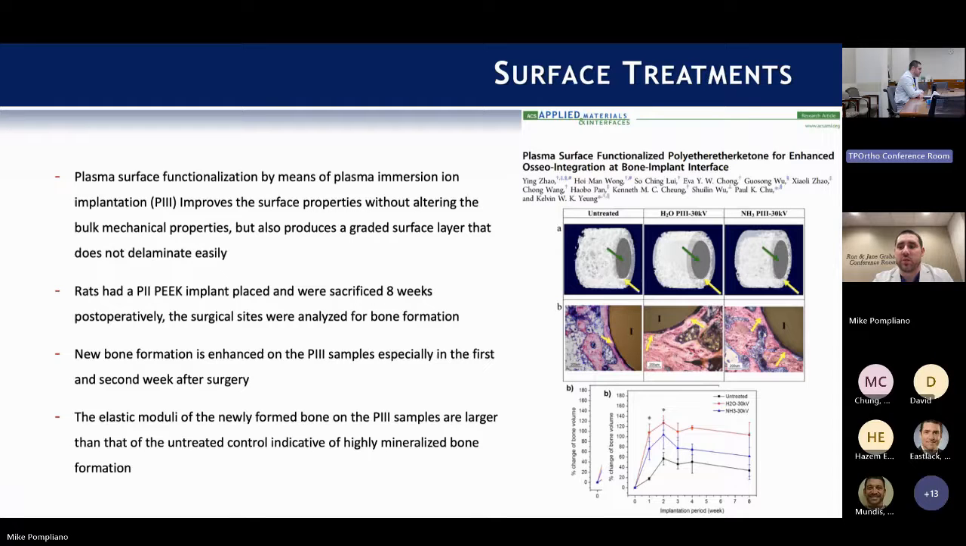Essentially, it was a surface treatment protocol for PEEK. And what they found was that the bone itself was more highly mineralized at 2 weeks, and the elastic moduli were consistent with that and the histologic samples.